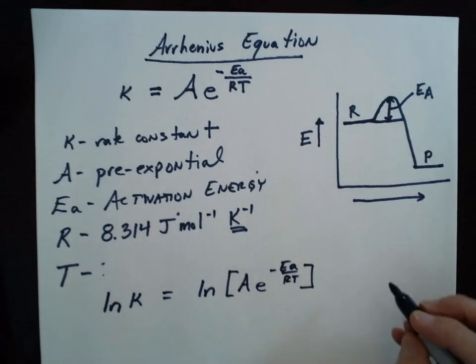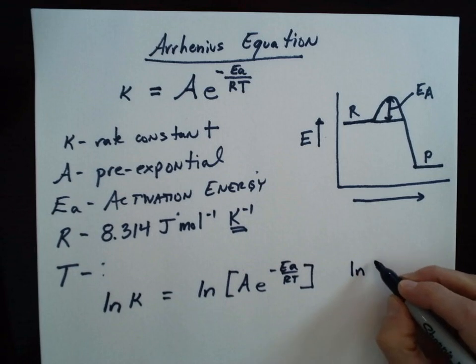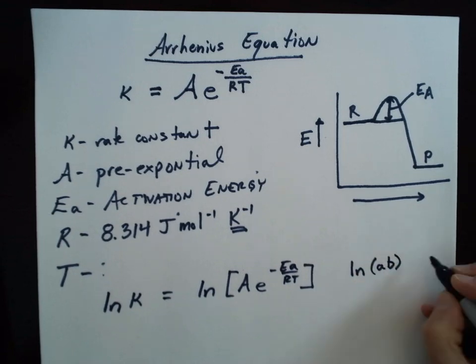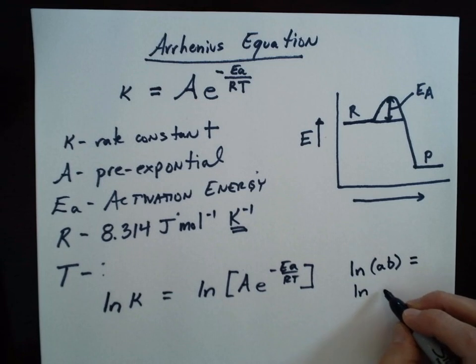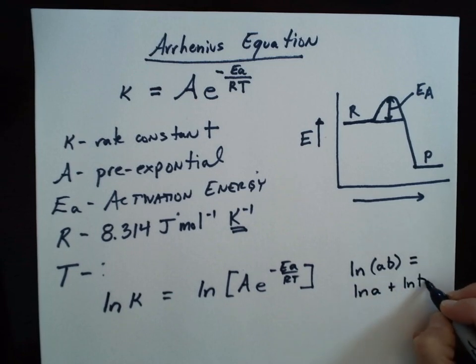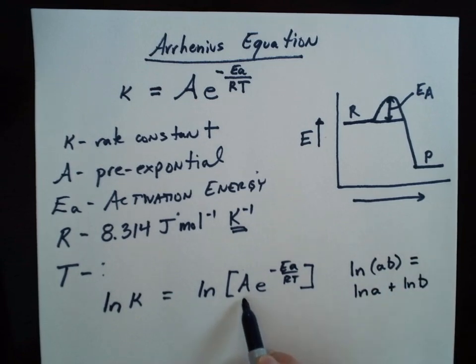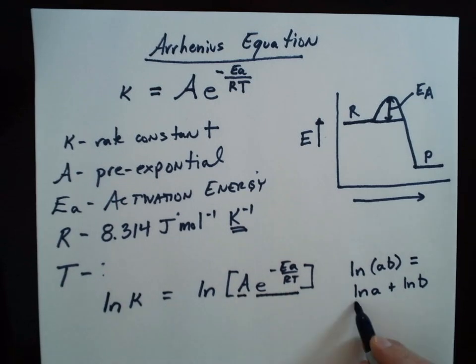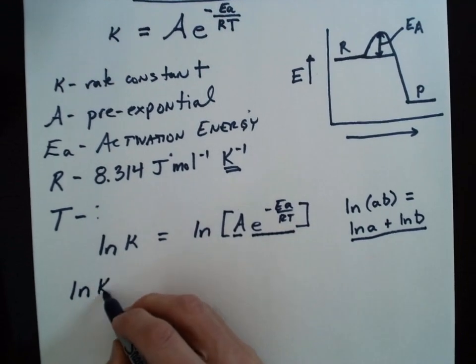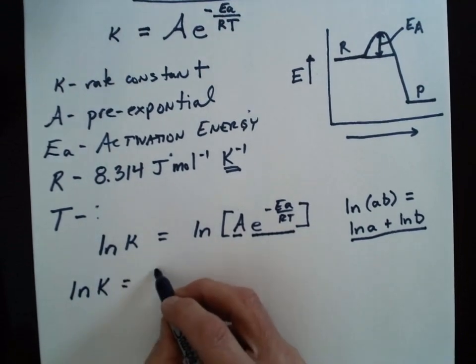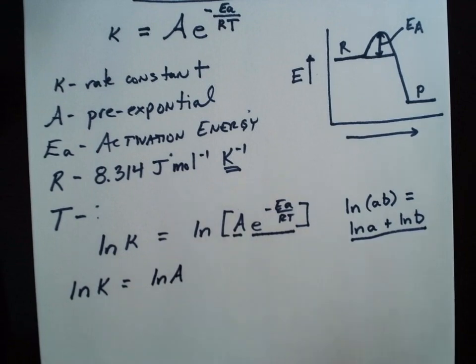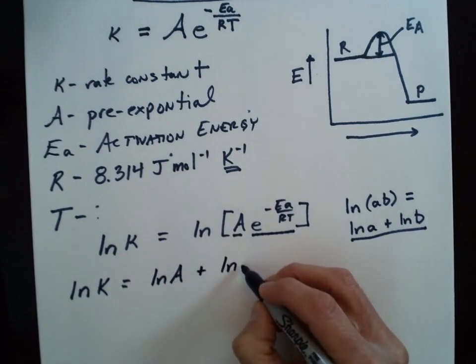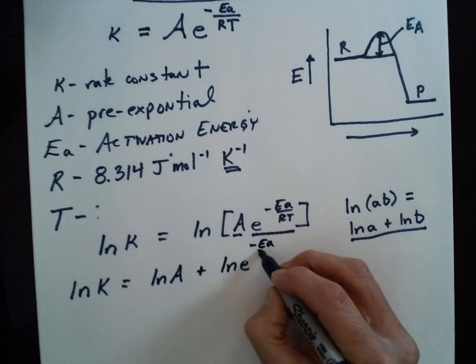We're going to expand this a little bit using our knowledge that the natural log of the product of something, A times B, is going to be equal to the natural log of A plus the natural log of B. So we're going to separate this in the parentheses here. We're going to separate this as B, everything that's in the exponent, and A is another. So using this law of logs, I can say the natural log of the rate constant is going to be equal to the natural log of the pre-exponential factor plus the natural log of e to the negative E sub A over RT.